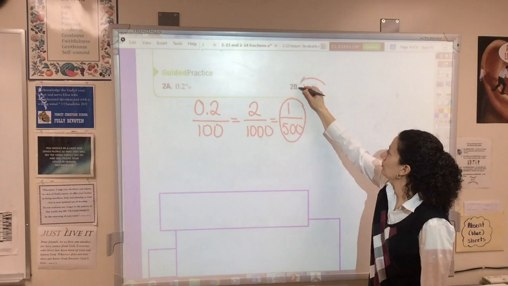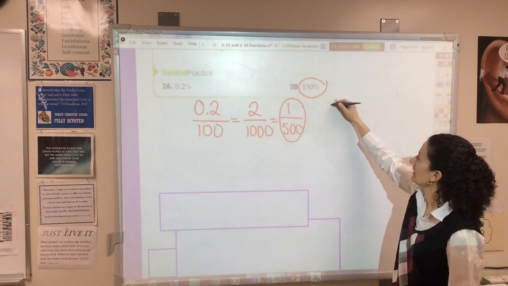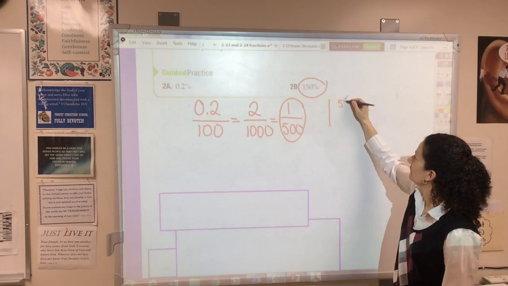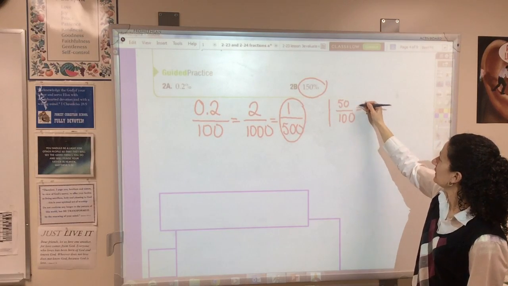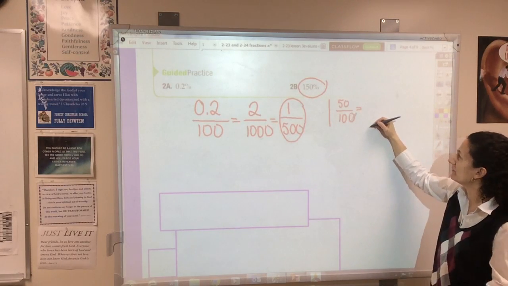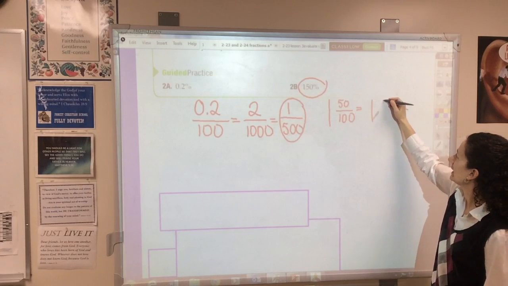150%. First thing I hope you noticed is that's more than 100. So that's 1 whole, and 50 over 100, all percents are still out of 100. And 50 over 100 can be divided by 50, so that's 1 and 1/2.